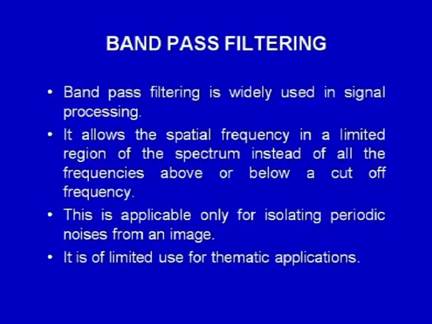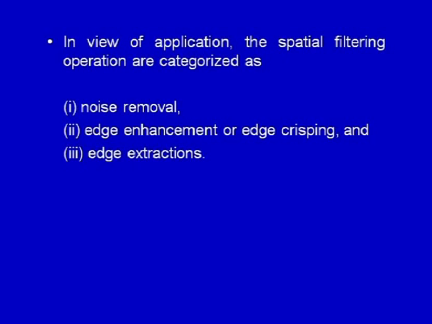The third category is band pass filtering. Well, this is widely used in signal processing. It allows the spatial frequency in a limited region of the spectrum instead of all the frequencies above or below a cutoff frequency. This is applicable only for isolating periodic noises from an image. It is of limited use for thematic applications. In view of the application, the spatial filtering operations are categorized as noise removal, edge enhancement or edge crisping, and edge extraction.